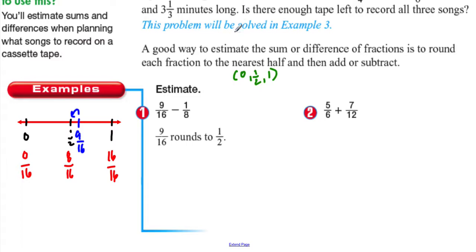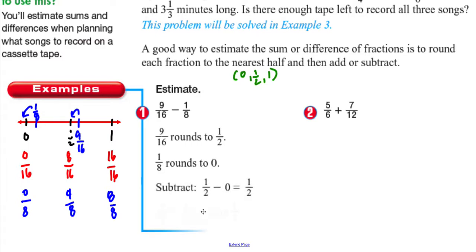And let's round 1 over 8. If we want to round 1 over 8, we find equivalent fractions using the denominator 8. So that would be 0 over 8, 4 over 8, and 8 over 8. And if you notice, 1 over 8 is closer to 0 than it is to 1/2. So 1/8 rounds to 0, and we simply do 1/2 minus 0, which is equal to 1/2. So 9 over 16 minus 1/8 is about 1/2.